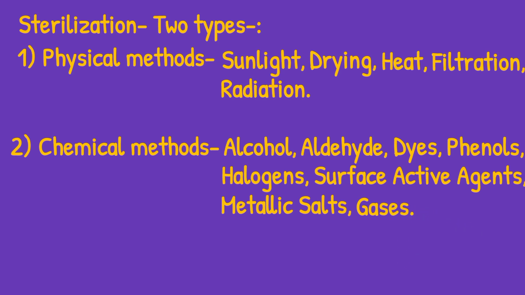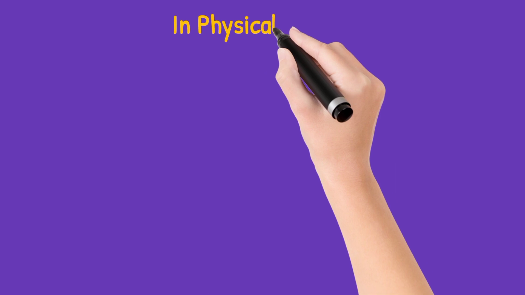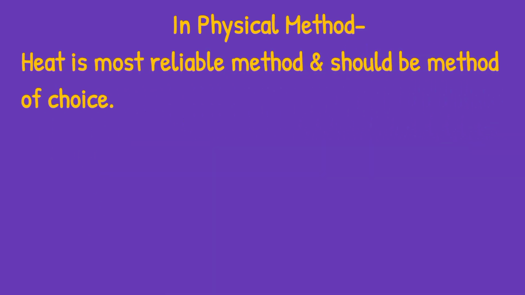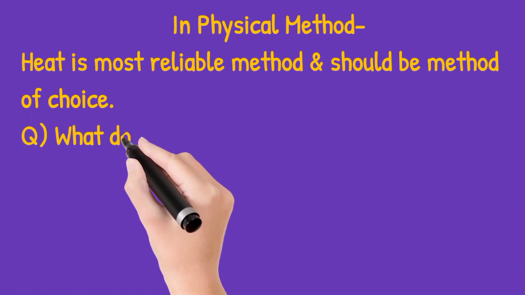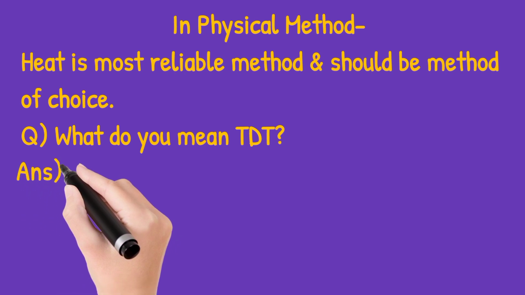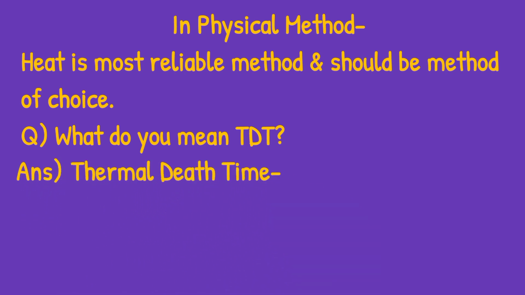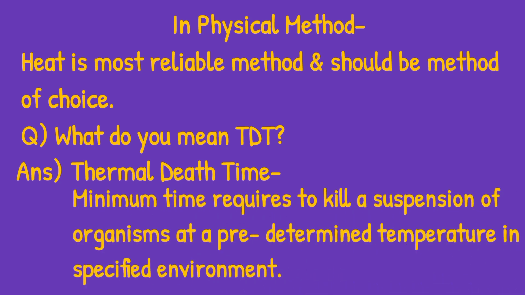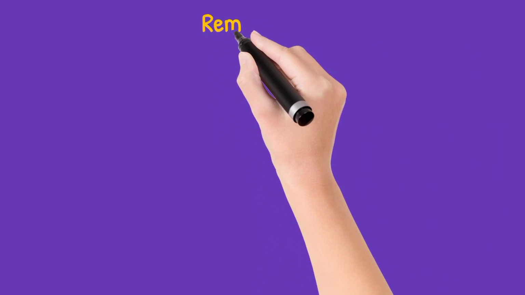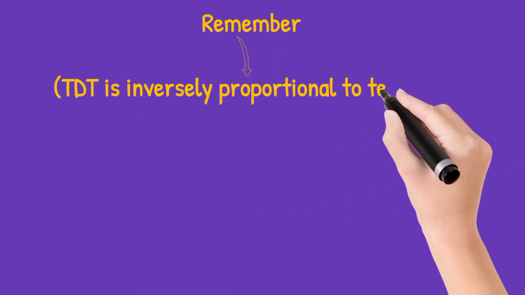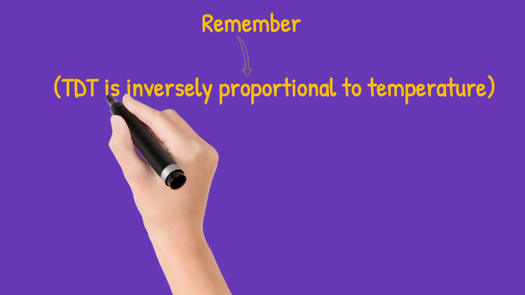Now the most reliable method in physical method of sterilization is heat, and it should be the method of choice. Now there is a term which is ever asked in exam, TDT, that is thermal death time, which is the minimum time required to kill a suspension of organism at a predetermined temperature in a specified environment. The remembering point here is TDT, thermal death time, is inversely proportional to temperature. That is, if TDT is increased, temperature is decreased. And you must remember this point.